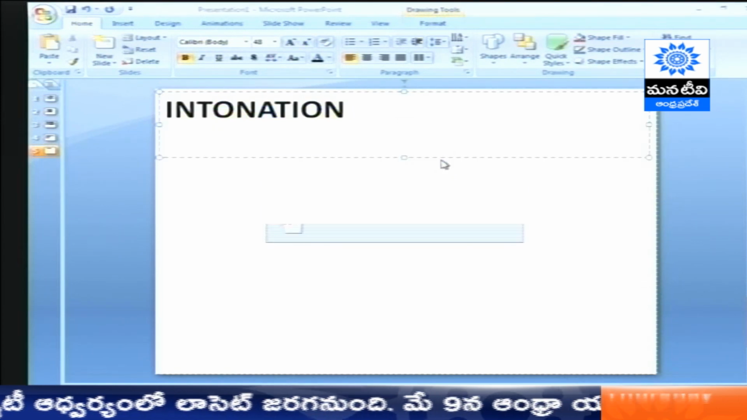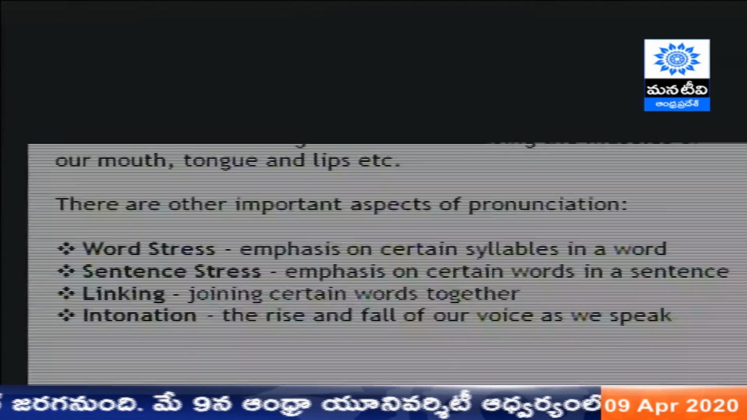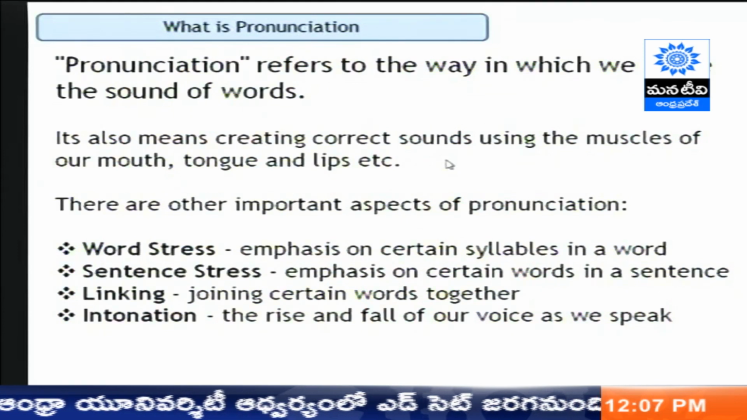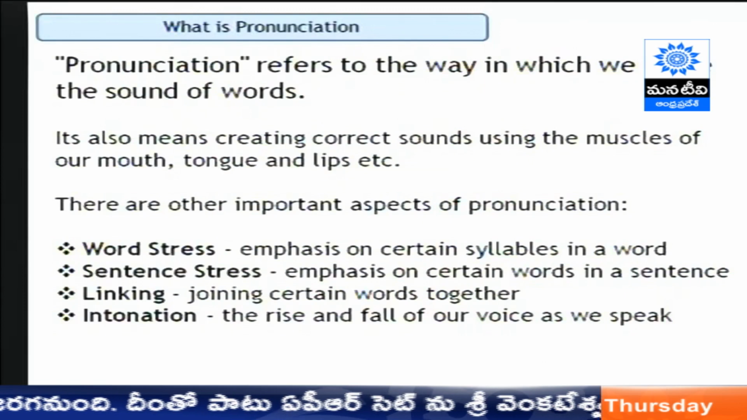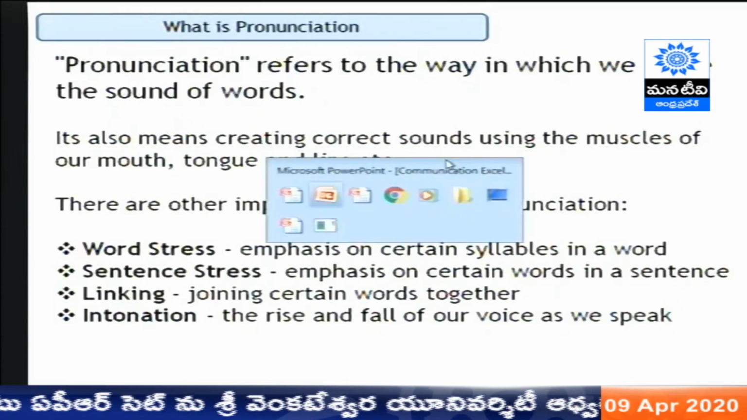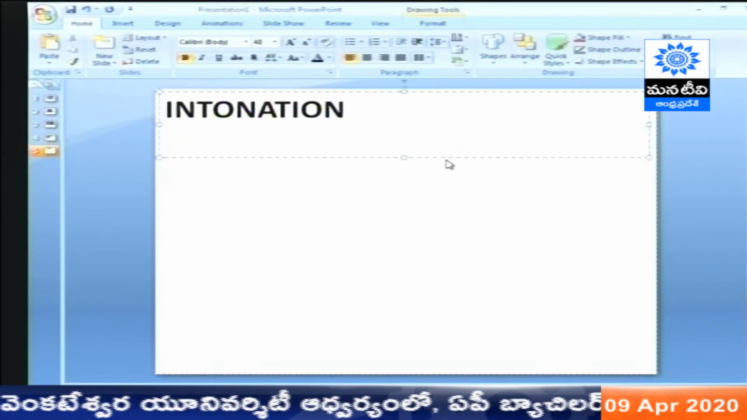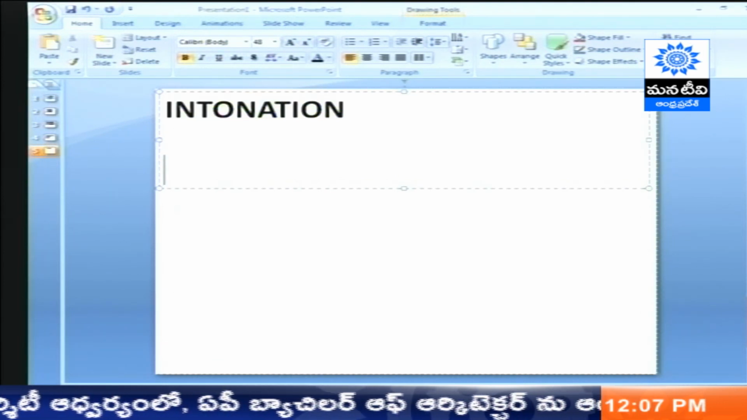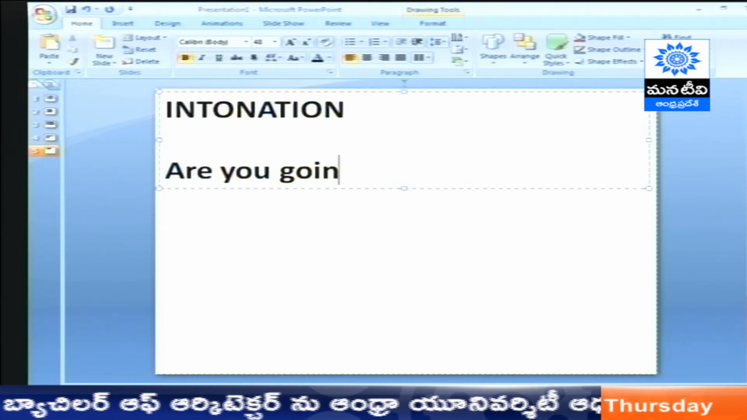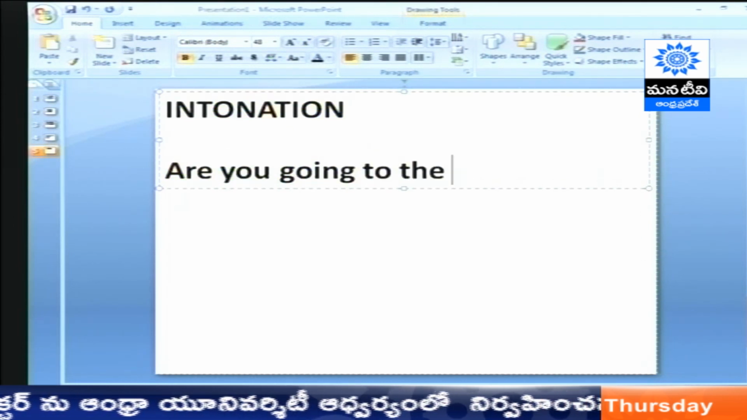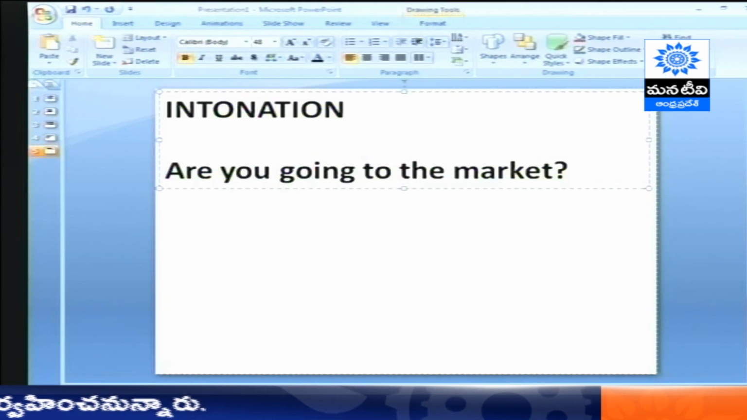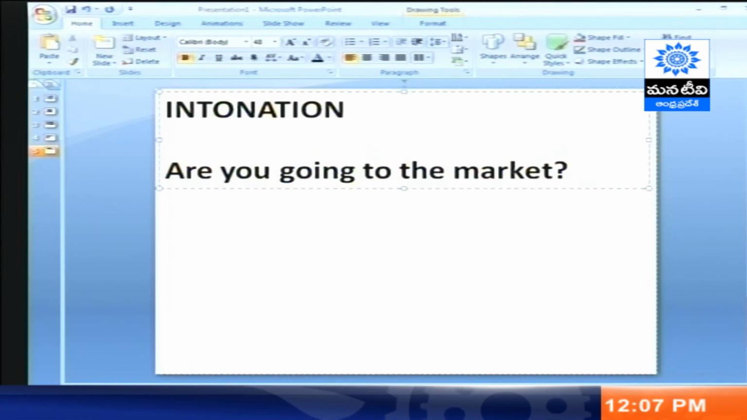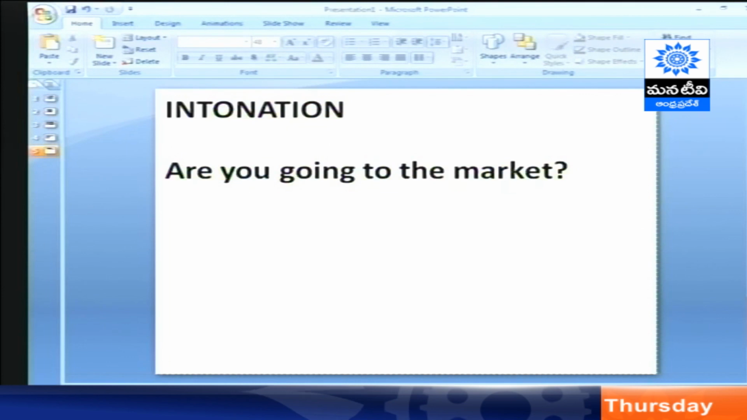Now, intonation, as it reads here, says the rise and fall of our voice as we speak. Now, there is correct intonation, there is incorrect intonation. Let me quickly explain what I mean by that. If I'm asking a question, for example, are you going to the market? Are you going to the market? So when I say, are you going to the market, there is a rising tone.